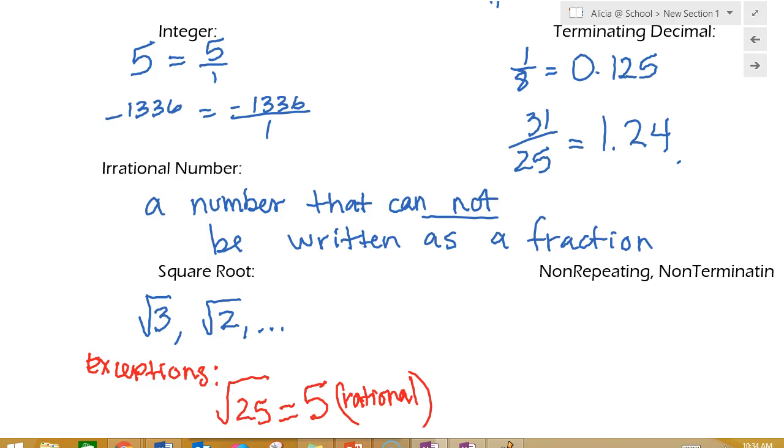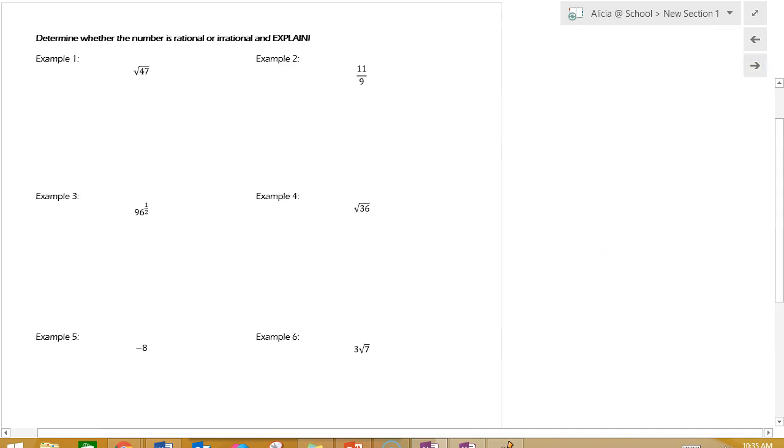and non-terminating, so it goes on forever. One of the most common non-repeating, non-terminating examples is pi. If we evaluate pi, it's 3.1415926535 on and on and on. There's no pattern, it never stops, it keeps going forever. Alright, so now looking at that vocab, let's flip over to the next page, and we can look at some of these examples and see if any of these can be written as fractions or not.